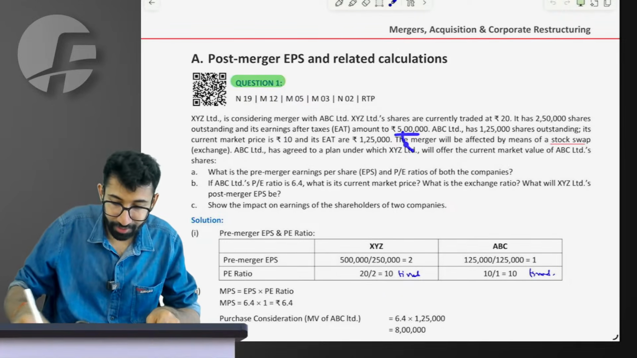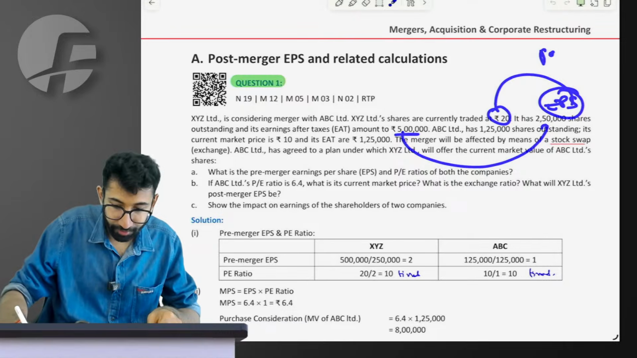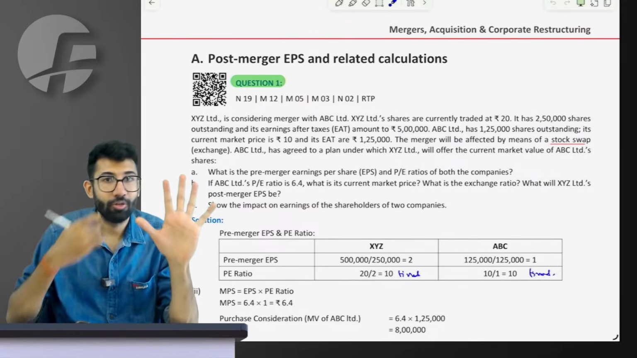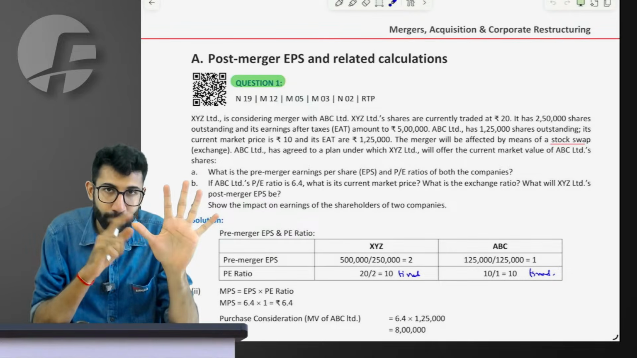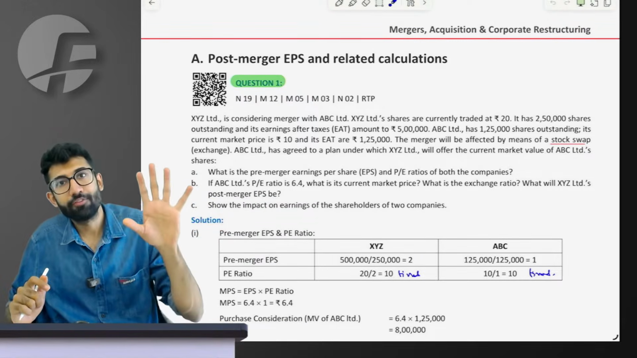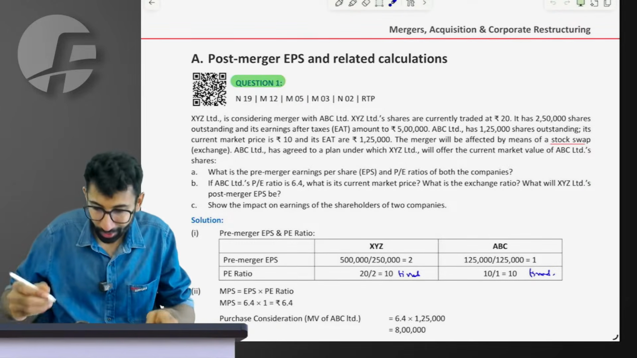If I have earnings after tax and the number of shares, I can find out EPS, and if EPS and MPS are there, I can find out P/E ratio. Fine, sir. These 5 parameters will always be important: PAT, number of shares, EPS, PE, MPS. These 5 things you will always have to calculate. Sir, you should be able to calculate.